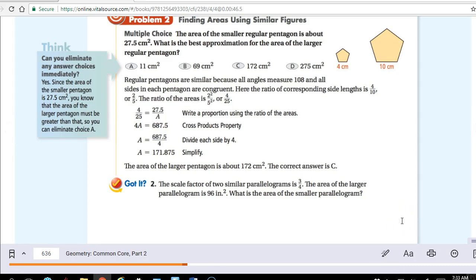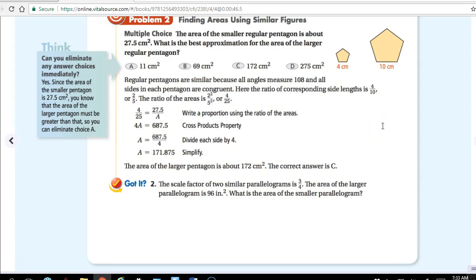Now, the Got It section says the scale factor of the two similar polygons is 3/4. The area of the larger parallelogram is 96. What is the area of the smaller parallelogram? My pen is not working, but you would set this up on this particular problem as 3:4. You would set this up as 3/4 equals, I'm sorry, I take that back. This says that the scale factor is 3/4.